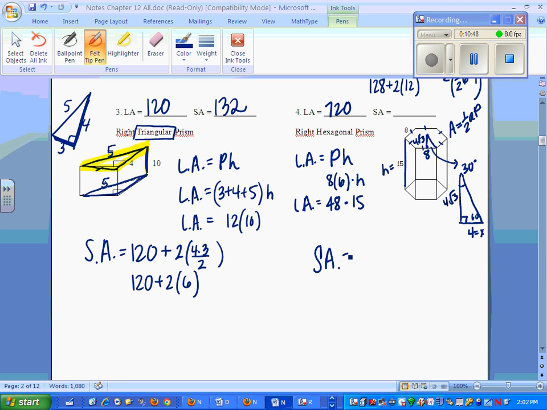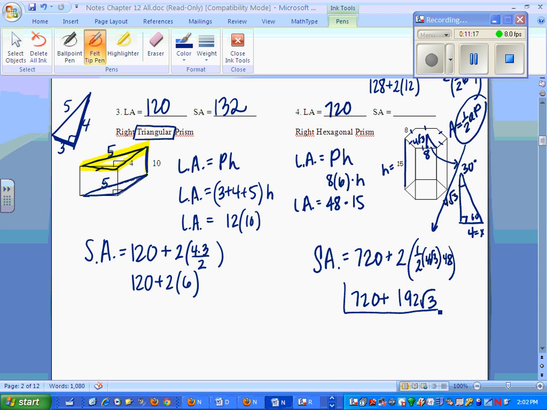To find my surface area, I take 720 plus the area of the bases. There are two bases, so I'm going to take 1/2 a times p. 1/2, apothem is 4 root 3, and my perimeter is 48. That calculates out to 192 root 3. It looks kind of funny, but I have to leave it like that because those are not like terms. So 720 plus 192 root 3 is my surface area. And that is it. Have a good night.